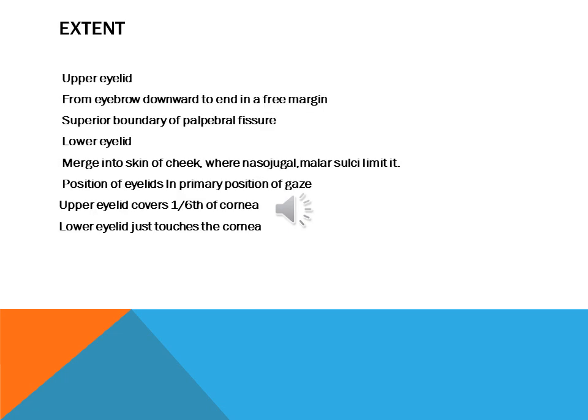The extent of the eyelids. The upper eyelid extends from the eyebrow downward to end in the free margin of the upper palpebral aperture. The lower eyelid extends from the palpebral aperture to the malar region, where it continues with the maxillary tissues. The position of the eyelids: the upper eyelid covers 1/6 of the cornea, and the lower eyelid comes in contact with the limbus.